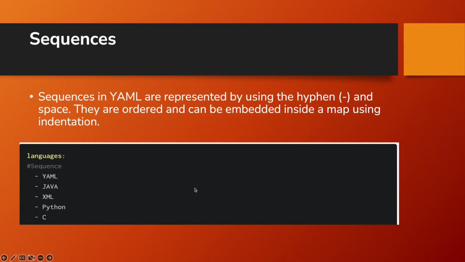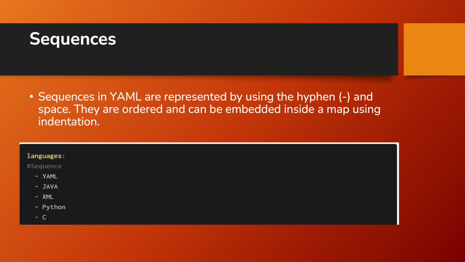Apart from that, you have sequences in YAML. Sequences are something like lists or arrays, you can say, in YAML. Sequences in YAML are represented by using the hyphen and space. They are ordered and can be embedded inside a map using indentation.